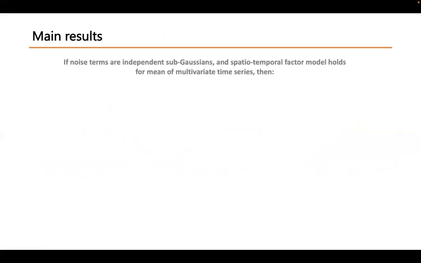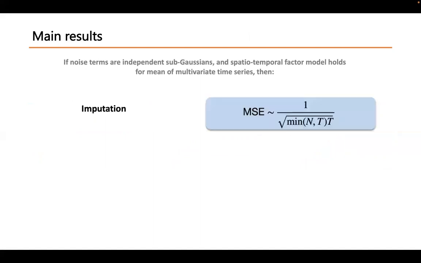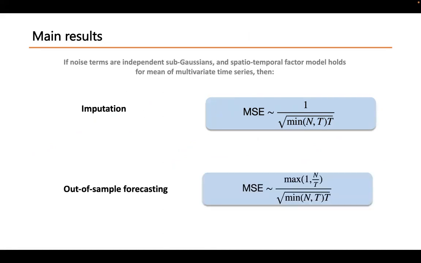So what are our main results? What we show is that if the noise terms are independent sub-Gaussians and the spatio-temporal factor model holds for the mean of the multivariate time series, then with imputation, you get an error rate of something scaling as 1 over square root of min of N and T times T. If you just did SSA, you would get a rate of 1 over square root T. So this additional factor of min of N and T is what is given to you by MSSA, and that's what we see empirically why it's improving. So this is a theoretical representation of that phenomenon.